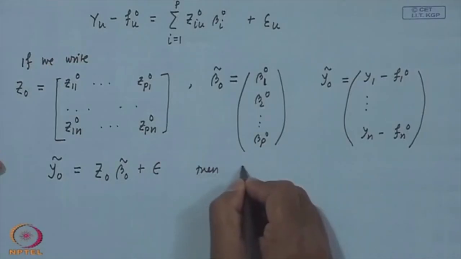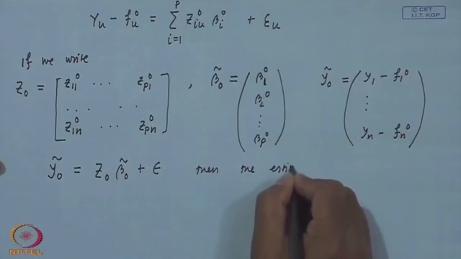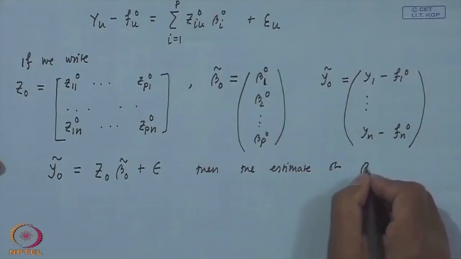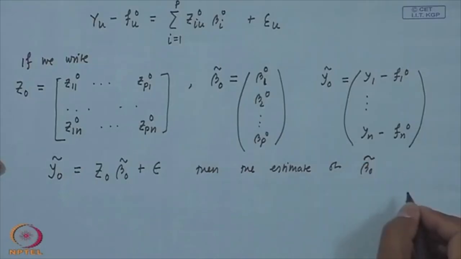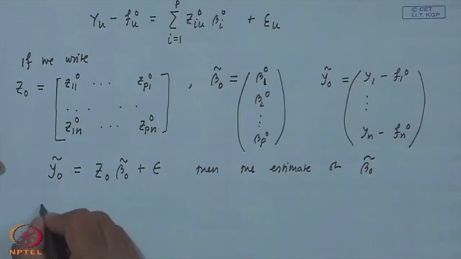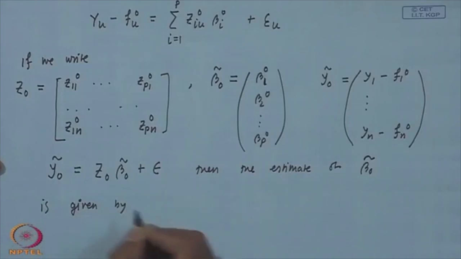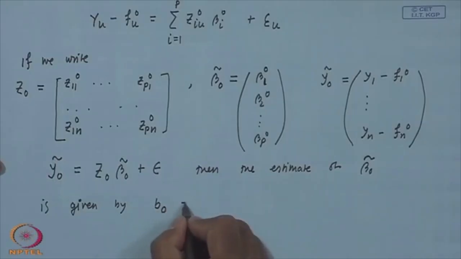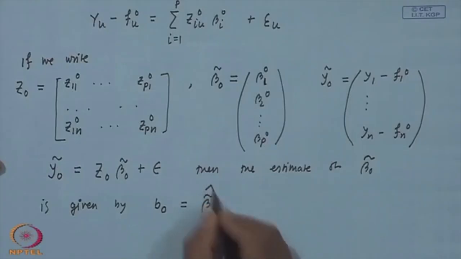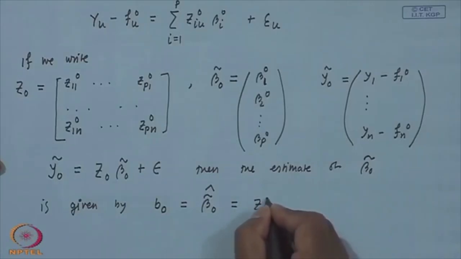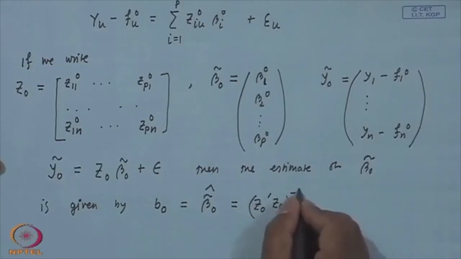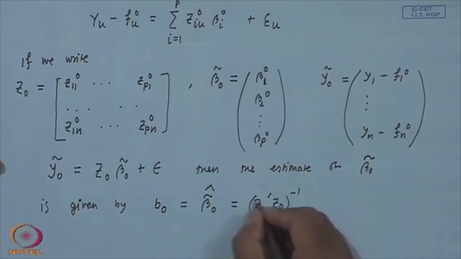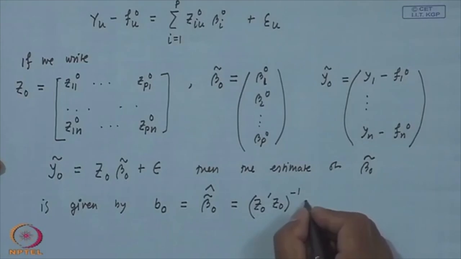Then the estimate of this beta naught, we know now we can apply the least square technique, is given by beta naught hat, which is equal to (Z naught prime Z naught) inverse Z naught prime y naught. Here, Z naught is nothing but the X in the multiple linear regression model, like X prime X inverse X prime y.